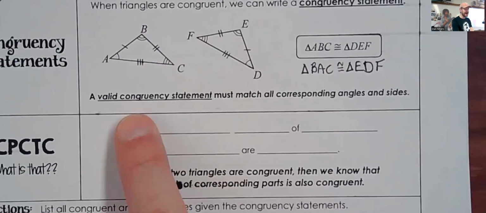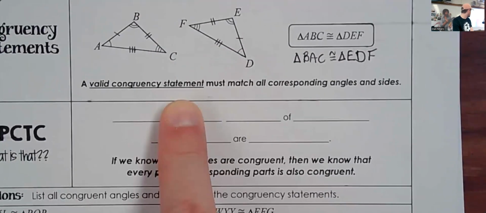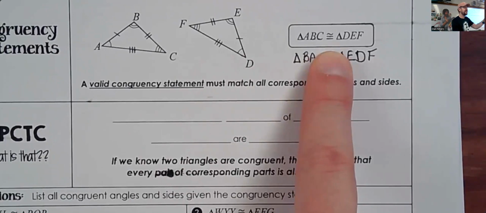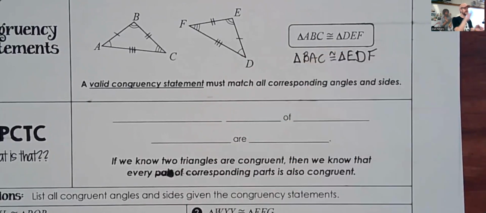So this says right here, a valid congruency statement. That's exactly what I've been talking about. Must match all corresponding angles and sides. So when you write the statement, the parts that match from one triangle to the other need to be in the same position when you write those statements.